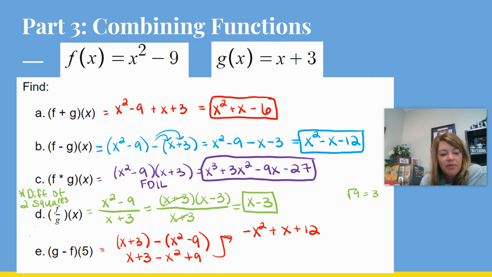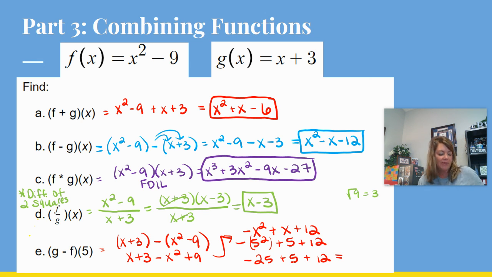Now I'm going to go back in and plug in 5. So negative 5 squared, I got to be really careful here, plus 5 plus 12: negative 25 plus 5 plus 12. Negative 25 plus 5 puts me at negative 20, plus 12 more puts me at negative 8. All righty, one more slide with some function composition stuff.